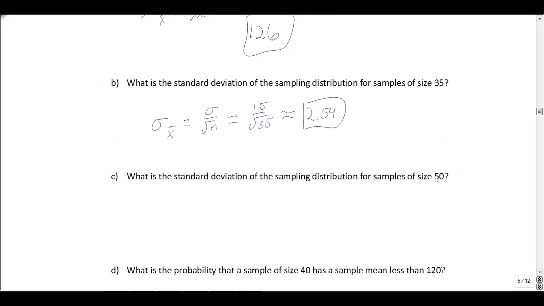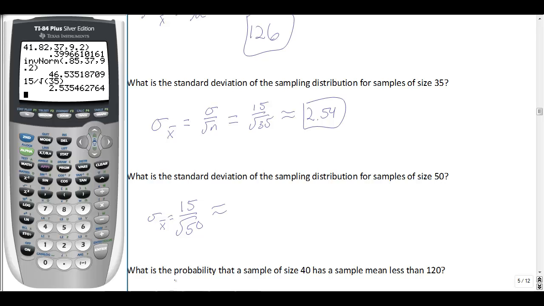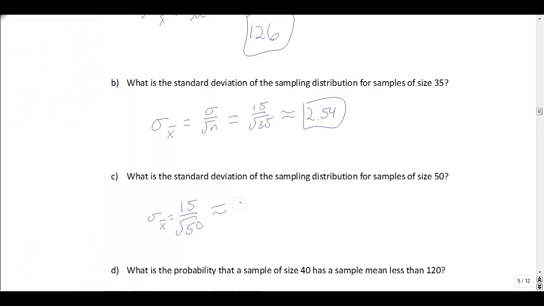Okay, now if we have sample size 50, what we get is 15 now divided by square root of 50. It's the sigma of x bar. This is our standard error, really. This should be approximately 15 over square root of 50. I can just hit second enter, a little more efficient here. 50. And I get like 2.12, or something like that.